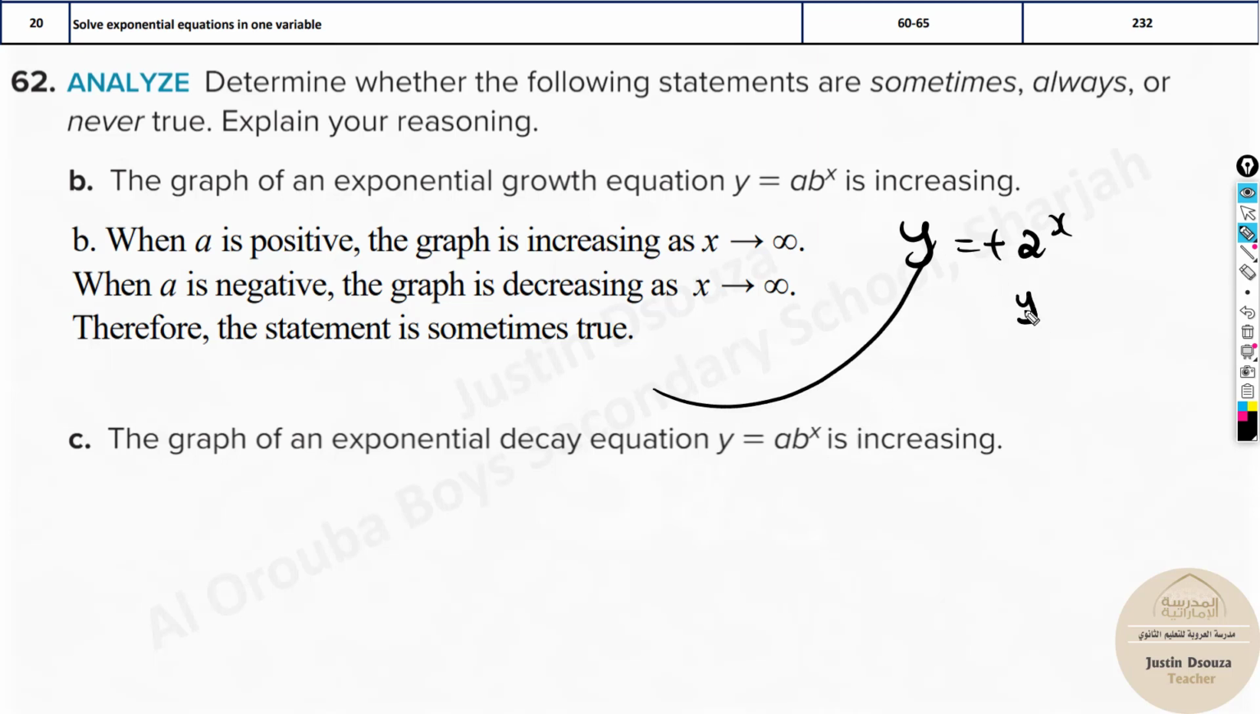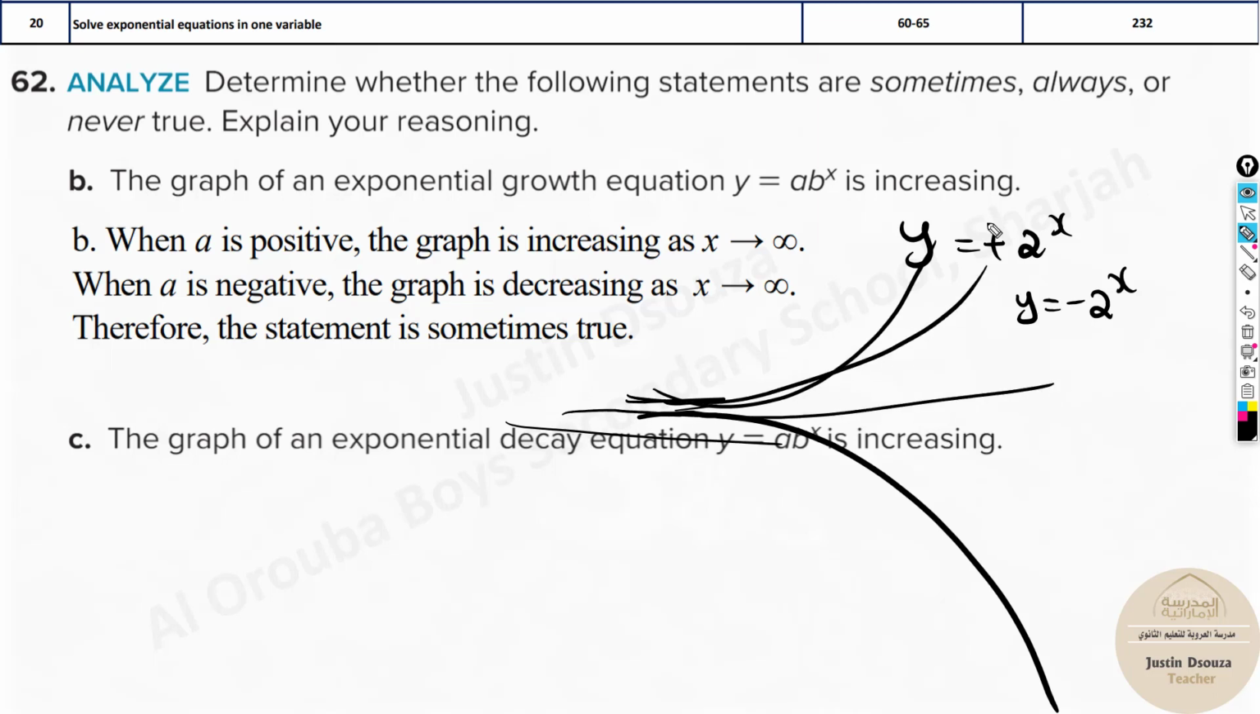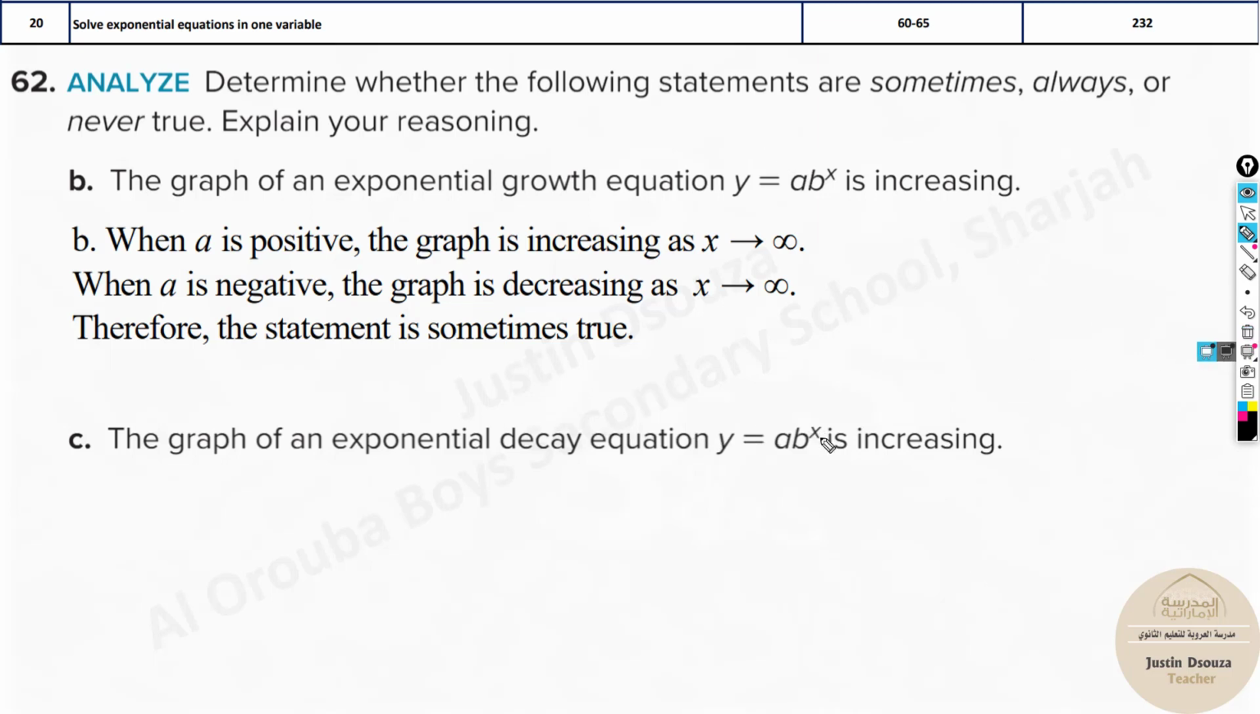But what if A is negative, negative 2 to the power x? This one decreases. It's like this. If this is the x-axis in the middle, always it will go up when it's positive, going down when it's negative. So it's sometimes true, yes, sometimes it will increase, but if A value is negative, it will always decrease. This is the concept. Now, even for the decay, it doesn't decrease always, it is increasing. Yes, it will increase as well. Now I'll tell you why.